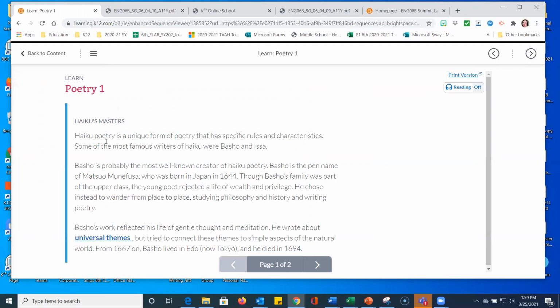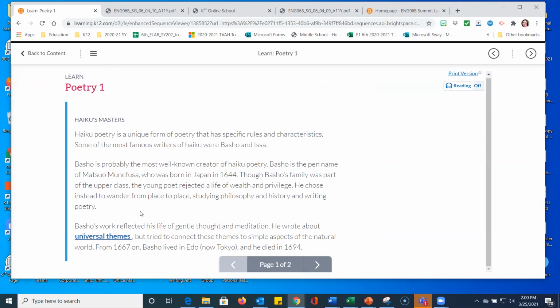Haiku masters. Haiku poetry is a unique form of poetry that has specific rules and characteristics. Some of the most famous writers of haiku were Basho and Issa. Basho is probably the most well-known creator of haiku poetry. Basho is the pen name of Matsuo Munefusa, who was born in Japan in 1644. Though Basho's family was part of the upper class, the young poet rejected a life of wealth and privilege. He chose instead to wander from place to place, study philosophy and history, and write poetry.